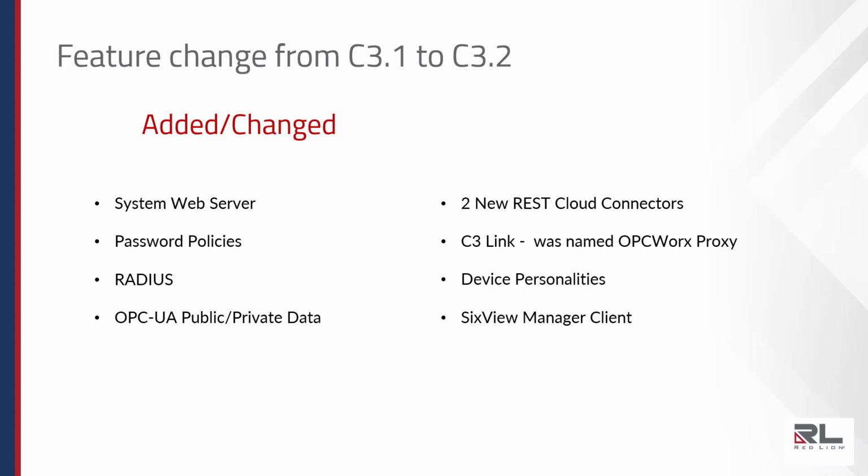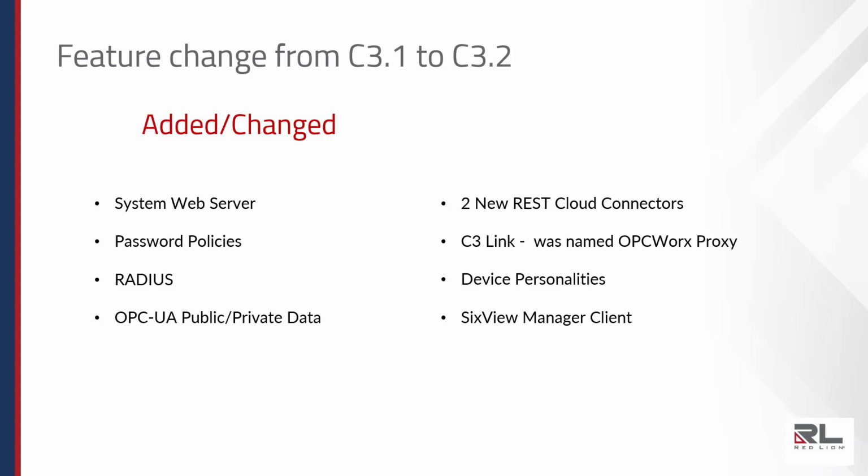Upgrading to 3.2 will give you access to a powerful new feature, the System Web Server. The System Web Server is disabled by default when upgrading from Crimson 3.1 or Crimson 3.0. So once upgraded and enabled, you'll have access to a web server on the Crimson device that will allow you to make configuration changes and troubleshoot issues.